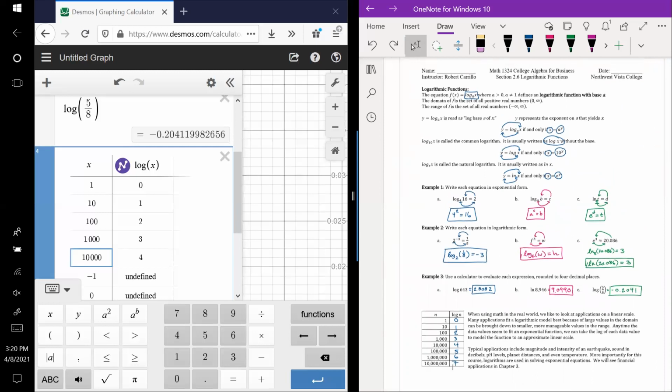All right. So those are logs. Any questions on this first page?